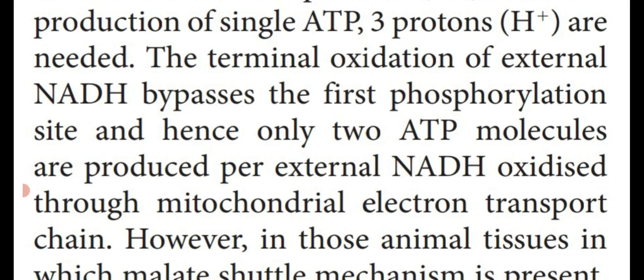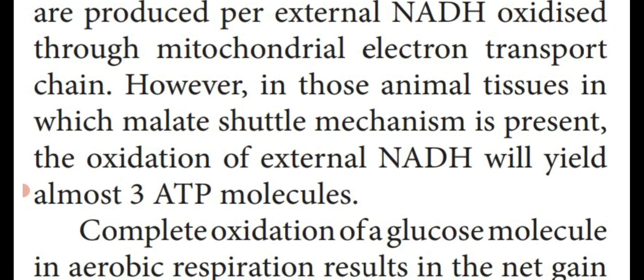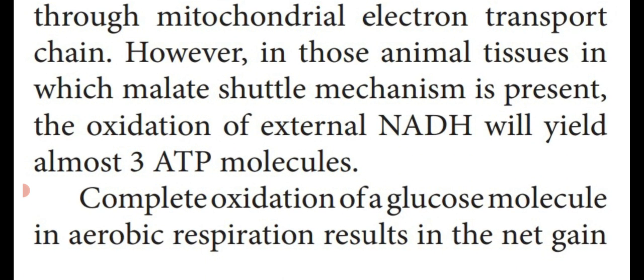This takes place in the cytoplasmic region and mitochondrial region in plants. But in animal tissues, it will be different. In animal tissues, the malate shuttle mechanism is present for the oxidation of external NADH, which yields 3 ATP molecules. So the cytoplasmic region contains malate, and they produce 3 ATP molecules in animal tissue, but in plants the external NADH in the cytoplasm is oxidized and produces only 2 ATP molecules.